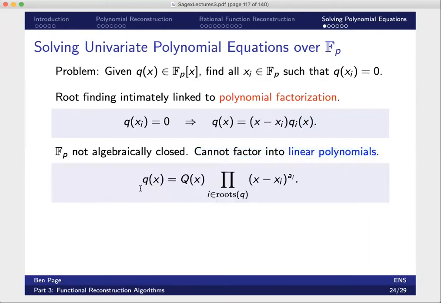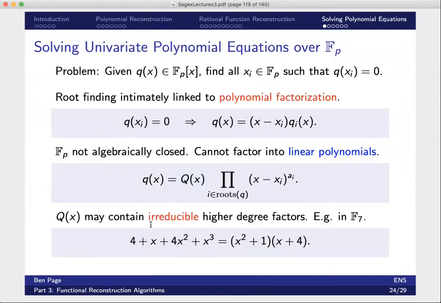So in general, our polynomial Q of X will factor into the following form. I have some big Q of X, then there will be some other piece, which is simply a product over all of the roots of our original polynomial: X minus Xi, where Xi is a root, counted with multiplicity. When we do our factorization, we're going to get this other factor, capital Q, and this may contain irreducible higher degree factors.